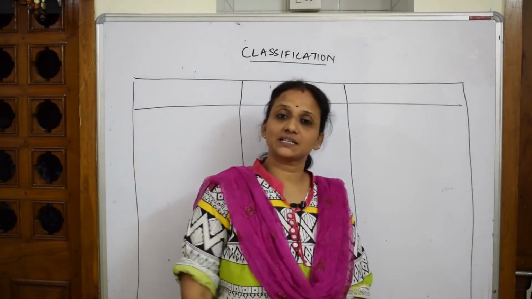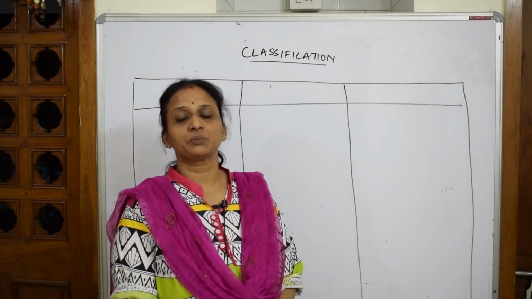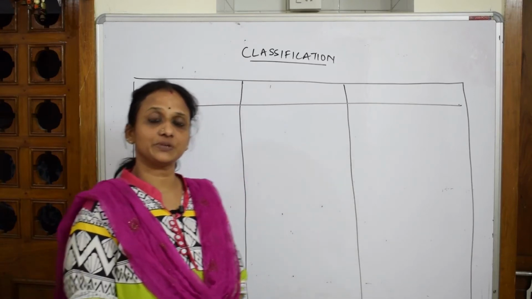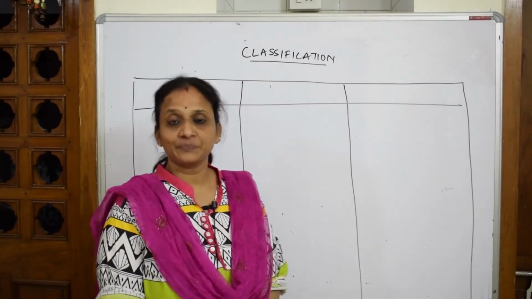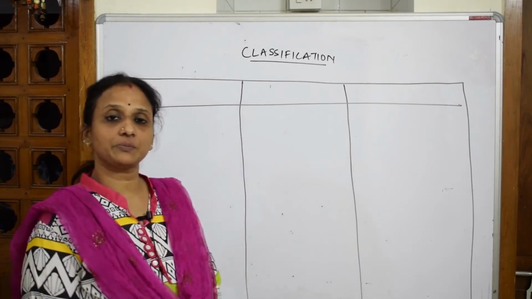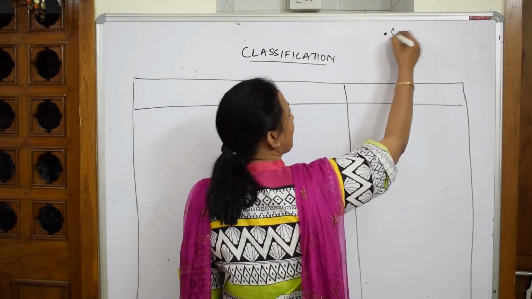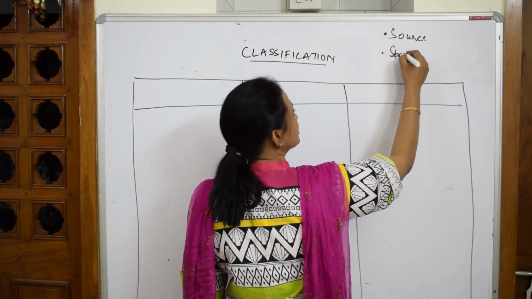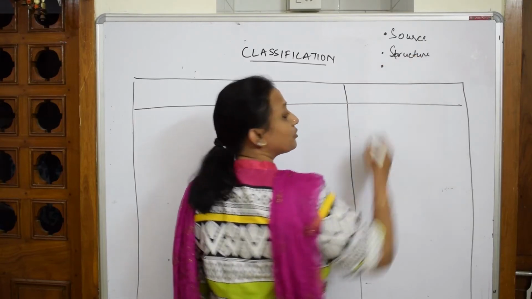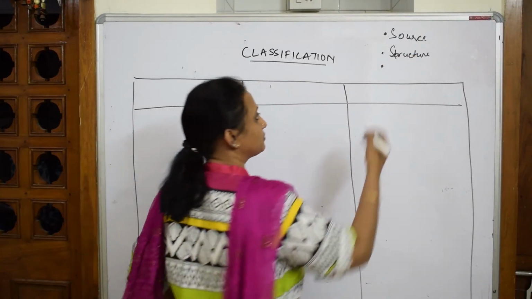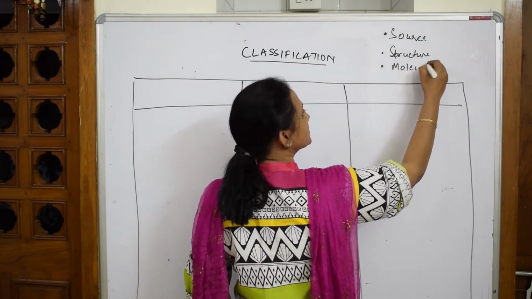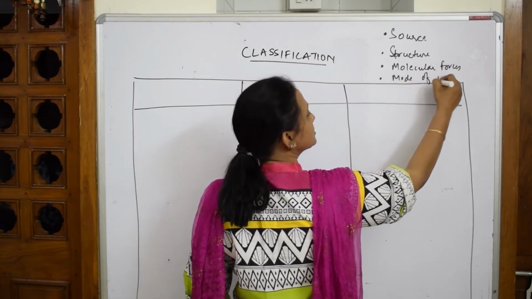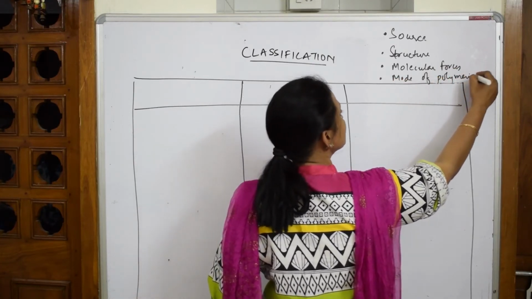Right. Now let's come back and start with the classification of your polymers. This is the first topic in your textbook, but I first felt to deal with the other topics which are very important, and let's start with this. Now in classification, basically we are going to classify polymers based on source, right? Then we are going to classify polymers based on structure. We are going to classify polymers based on the molecular forces which they have among them. So molecular forces, and we are also going to classify based on mode of polymerization, addition polymerization or condensation polymerization.